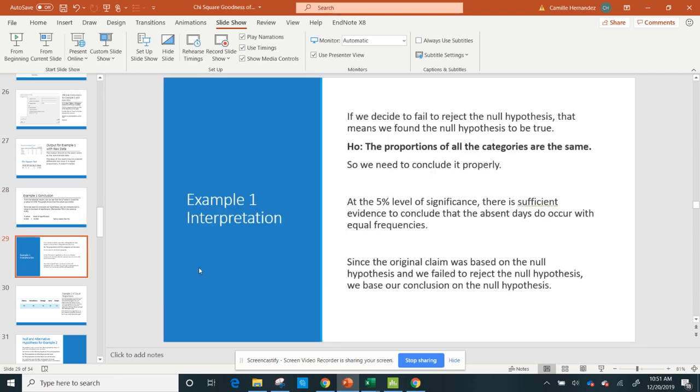So again, check yourself. So at the 5% level of significance, there is sufficient evidence to conclude that the absence days do occur with equal frequencies. All right, what does that mean? That really there's nothing going on that's different. So what the managers found is Monday occurs the same as Tuesday, Wednesday, Thursday, Friday. Well, remember, our actual data was slightly different, but those slight differences weren't significant. So we can conclude that the proportions of the workday weeks all occur equally for absences.